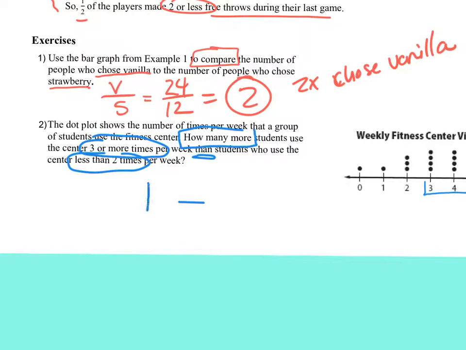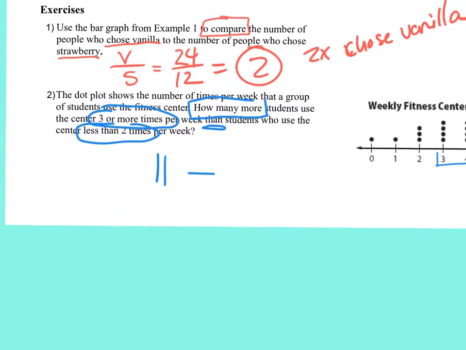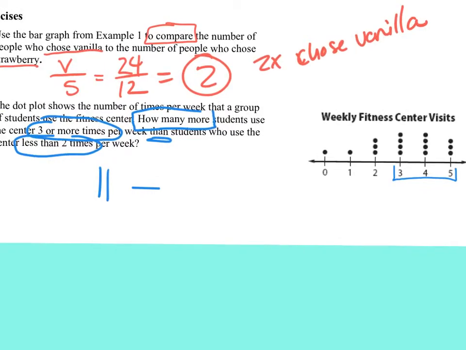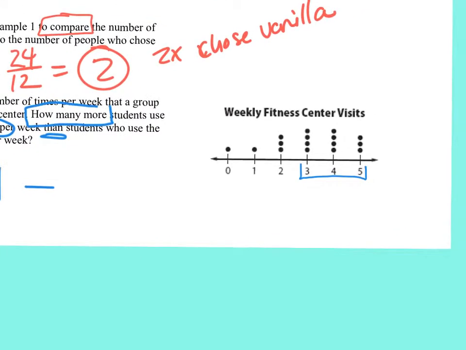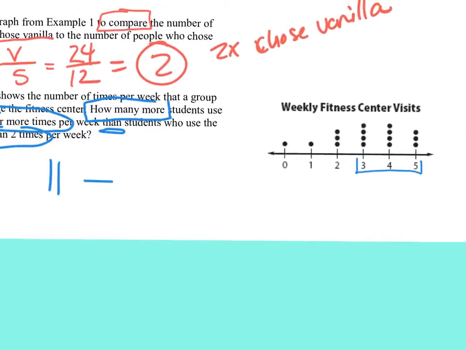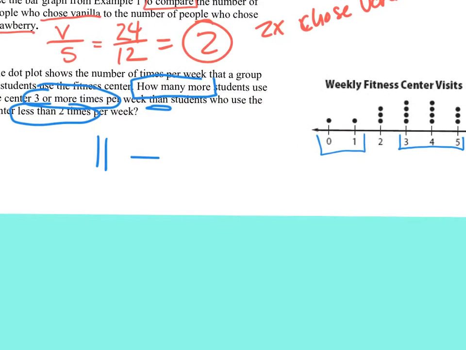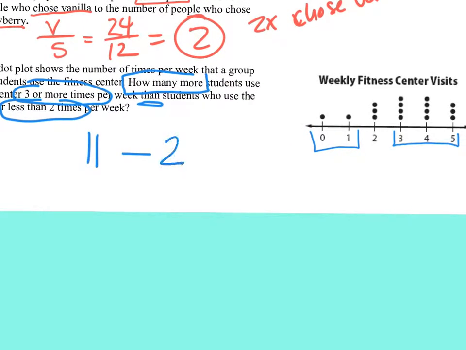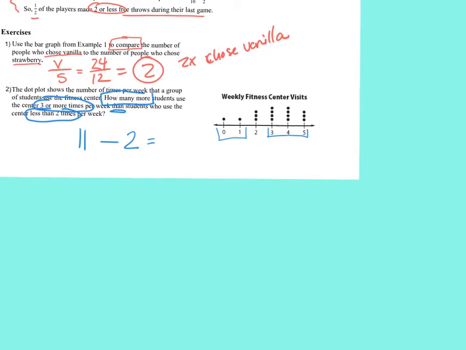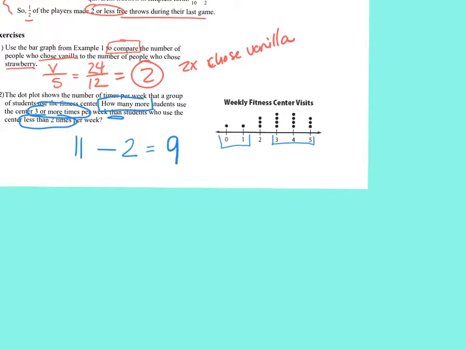So 3 or more times per week should be 11 dots. Comparing it, seeing how many more go than less than 2 times per week. So if it says less than 2, not 2 or less, you're just using less than 2. So that's just 2 dots. The answer is 9, 11 minus 2. We wanted to know how many more, so we're subtracting.